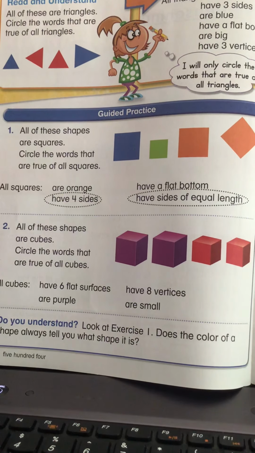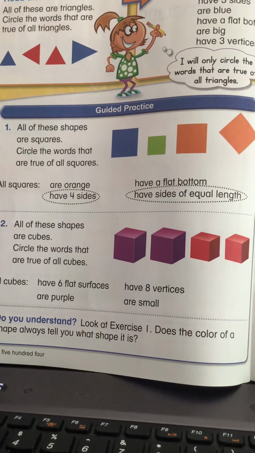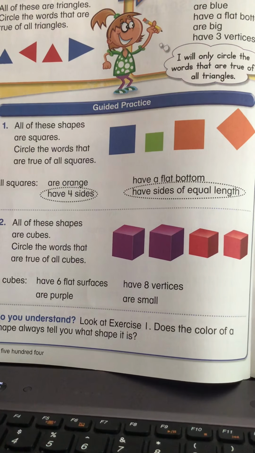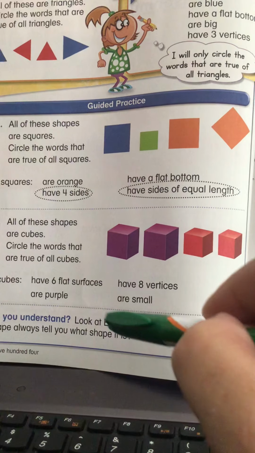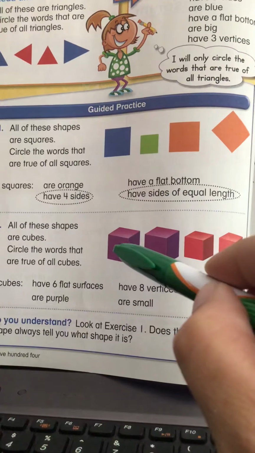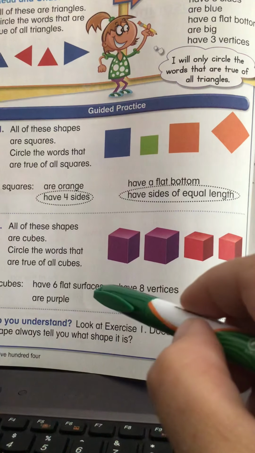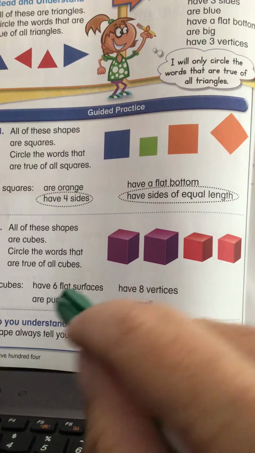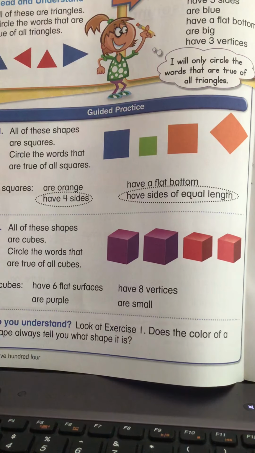Number two, all of these shapes are cubes. Circle the words that are true of all cubes. So let's look. All cubes have six flat surfaces. One, two, three, four, five, six. Yes, that is true. All cubes do have six flat surfaces. Go ahead and circle the first group of words there.